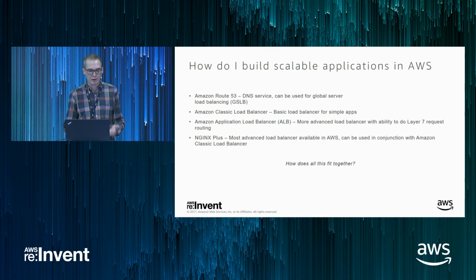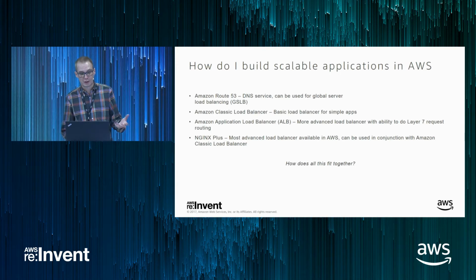So you can leverage a lot of this functionality that Amazon has, like the Route 53 functionality for global server load balancing, classic load balancers for simple applications, the Amazon application load balancer for the more advanced application-aware health checks and layer 7 routing. And then there's also NGINX Plus, which is the most advanced load balancer really available in AWS, and can work alongside a lot of these other Amazon tools that are available for you.